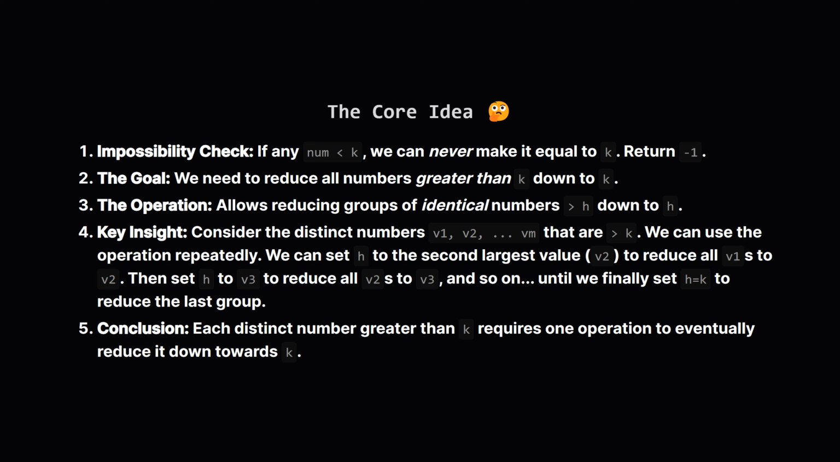We can pick h equals v2. All numbers greater than h are just the v1s. They are identical, so we can change all v1s to v2. That's one operation. Now, v2 is the largest. We pick h equals v3. All numbers greater than h are now v2s. They are identical. Change them to v3. That's another operation. See the pattern? It seems like each unique number that starts out bigger than k needs exactly one operation to handle it.